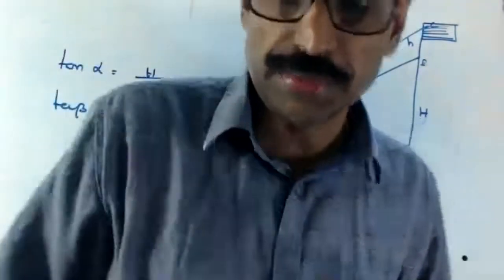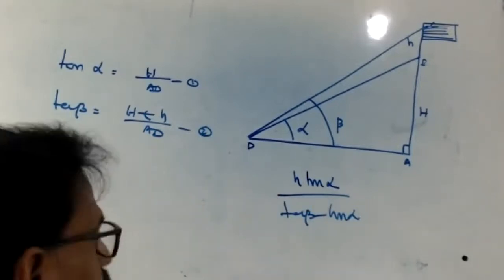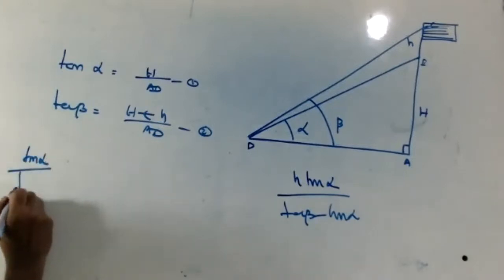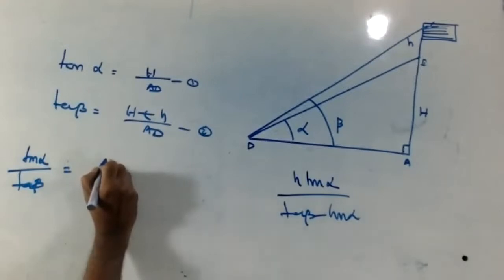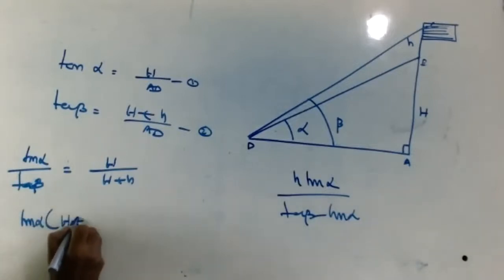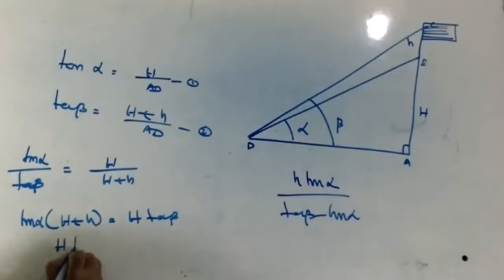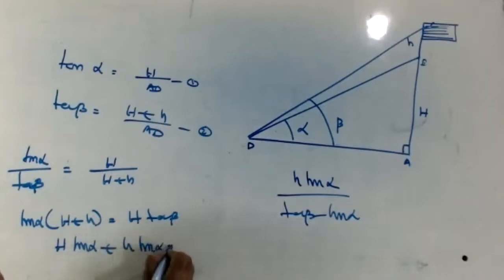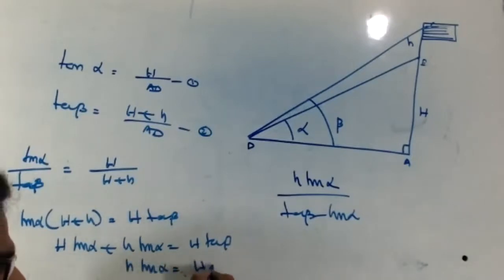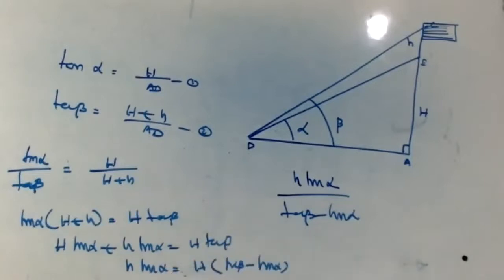Look at the answer. We don't have AD. How to remove AD? We don't want AD in our answer. Only tan alpha, tan beta, and h only. So we just divide. Tan alpha divided by tan beta equals H divided by H plus h. Cross multiply. Tan alpha into H plus h equals H tan beta. Then H tan alpha plus h tan alpha equals H tan beta. Keep H here. h tan alpha equals H outside, tan beta minus tan alpha. Therefore, capital H equals h tan alpha divided by tan beta minus tan alpha.